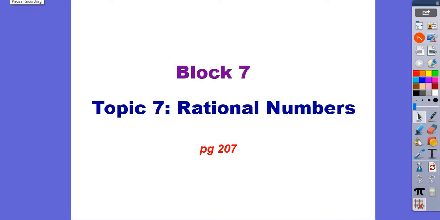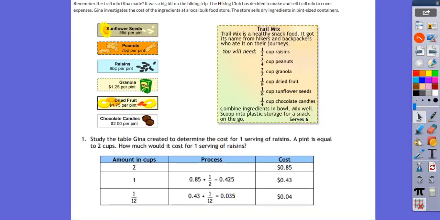We are now on block 7 in topic 7 on page 207. A lot of this section is computing numbers with fractions and decimals, so that's the main part you need to focus on, how we're computing these. So let's get computing. Hooray.